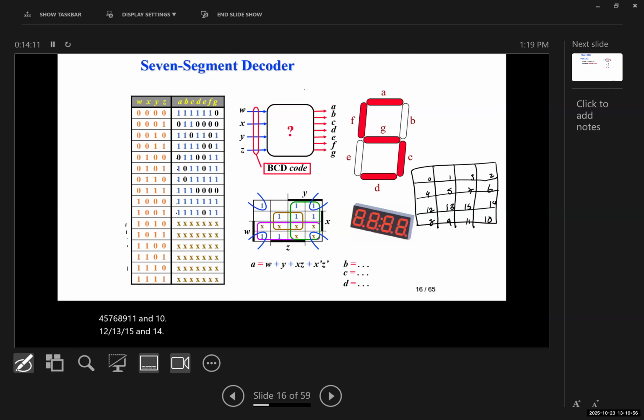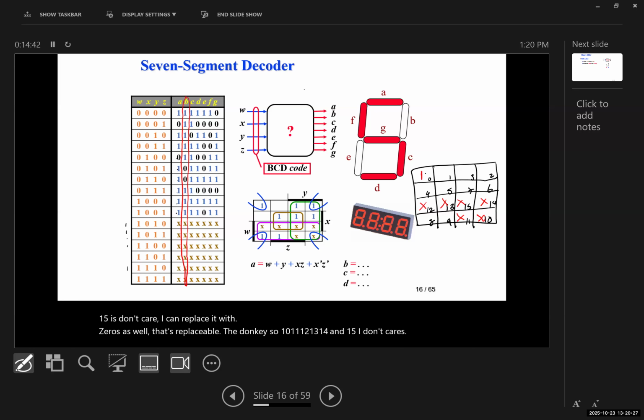Now, I'm going to fill the map. So for B, we have the second column. We know that from 10 to 15, it's don't care. So I can fill that out. 10, 11, 12, 13, 14, and 15 is don't care. I can replace it with zeros as well. Let's replace it with the don't care. So 10, 11, 12, 13, 14, and 15 are don't cares.